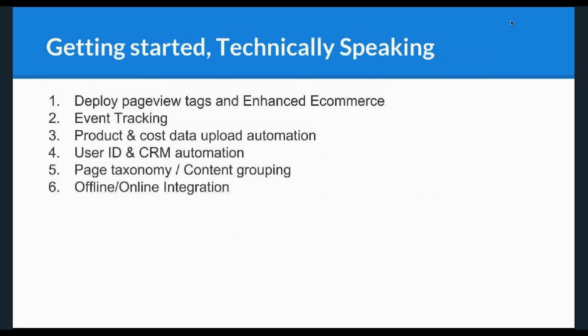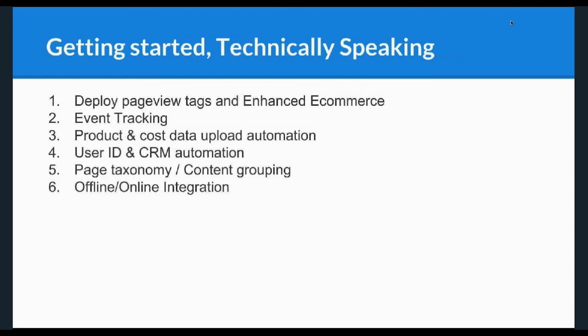And lastly, in case someone does ask you, so good, we are sold, but technically speaking, how do we get started? This section by itself is usually a full day training that we offer that talks about technical implementation. But to summarize, we would suggest a 6-step process. One is deploying page view tags and enhanced e-commerce, and ideally, we would suggest doing it through a tag management system.